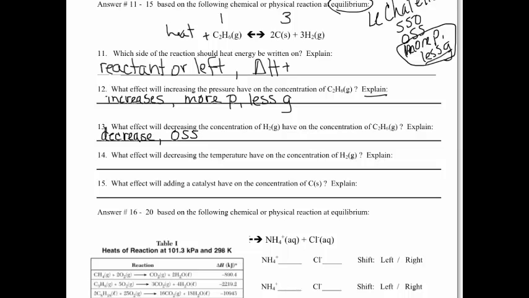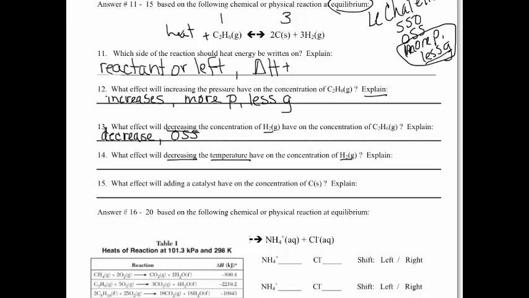Because C2H6 is on the opposite side of H2, the same thing will happen, which was decreasing. Number 14, what effect will decreasing the temperature have on the concentration of H2 gas? So again, we're going to be decreasing, and it's important that we had written the heat in order to answer this, because they're talking about temperature, and they want to know what happens to H2 gas.